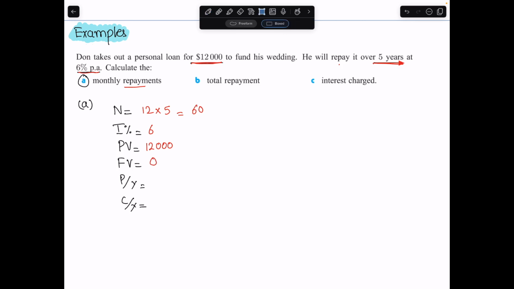Now we need to know what the PMT is. Just missed here, there has to be a PMT here as well, and this is exactly what we need to find.